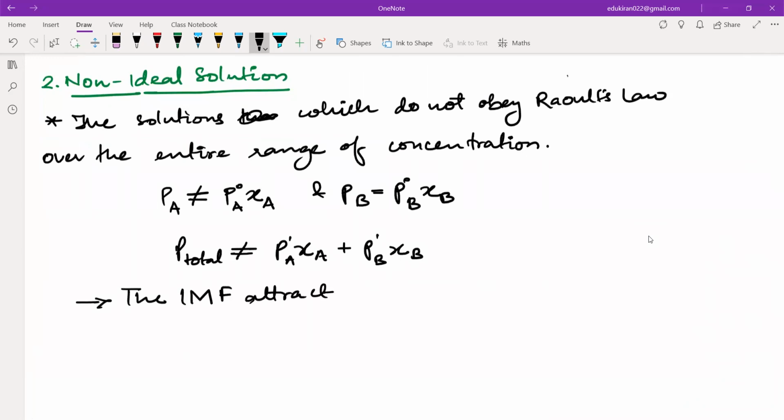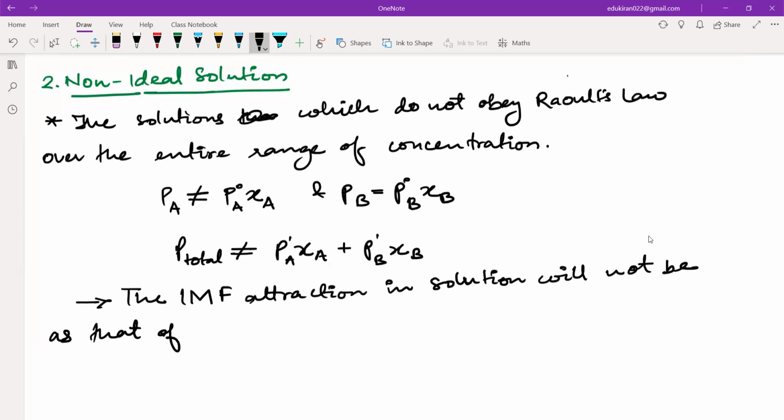Attraction in solution will not be as that of individual components.